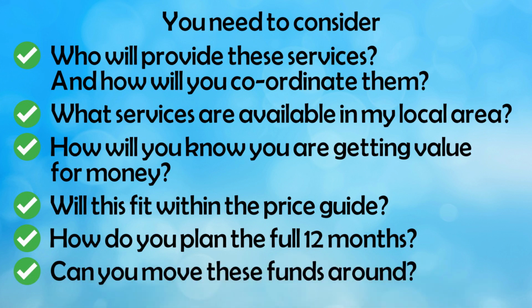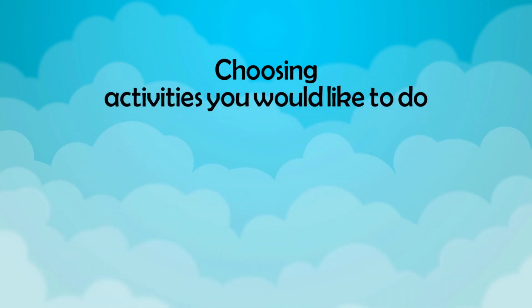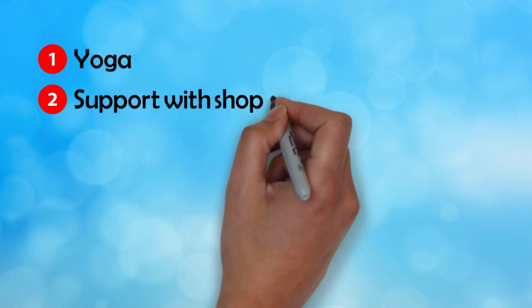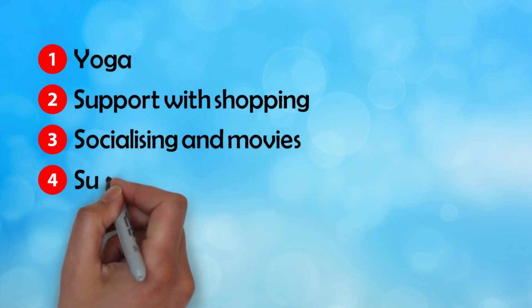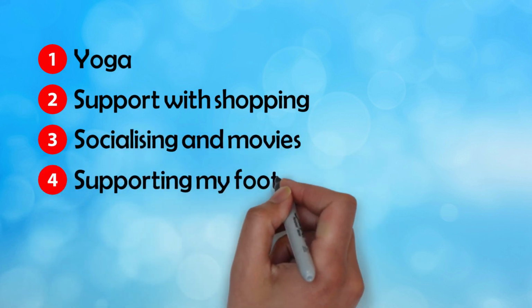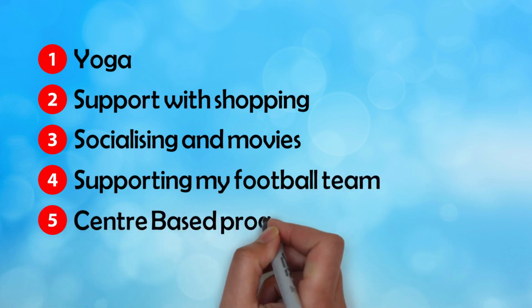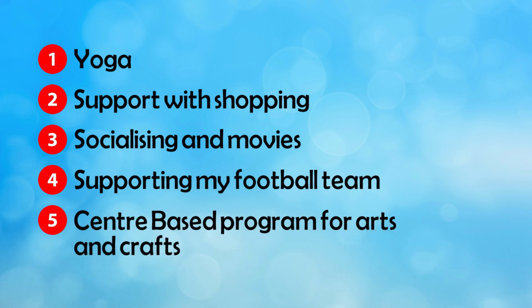Having considered all that, let's assume this participant has done some research and met with providers to see what's available. They then choose these 5 activities to meet their goals. For example, yoga improves their health and well-being. They need some one-to-one support to go shopping. They enjoy going to the movies with friends. They love supporting the Central Coast Mariners football team. And finally, they wanted to have a centre-based program to utilize their arts and craft skills.